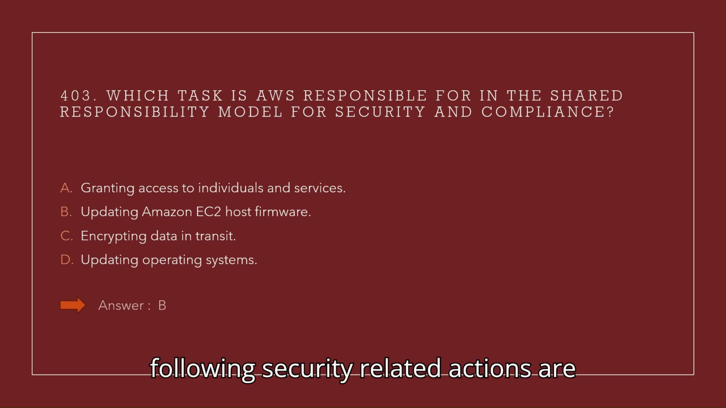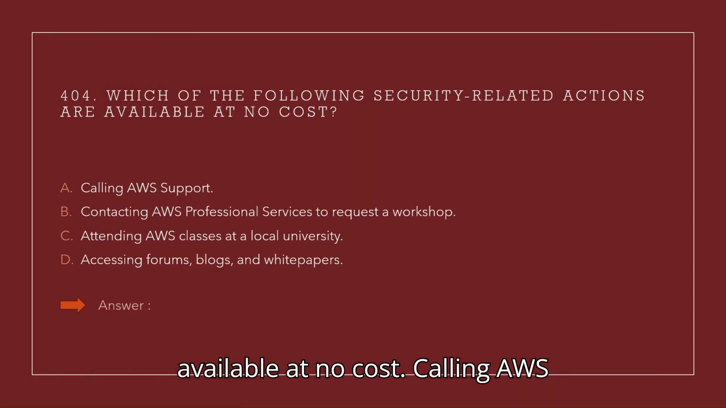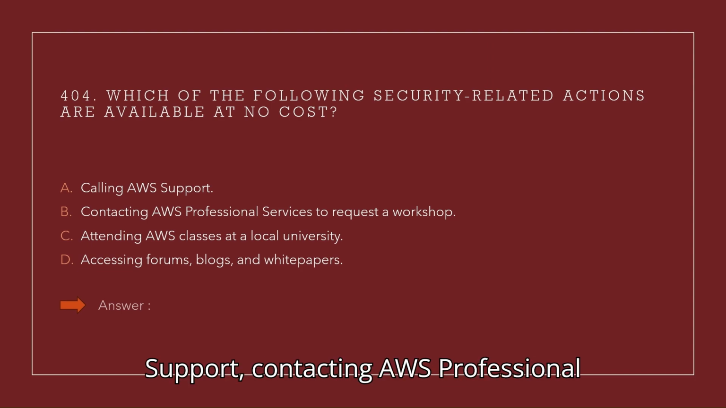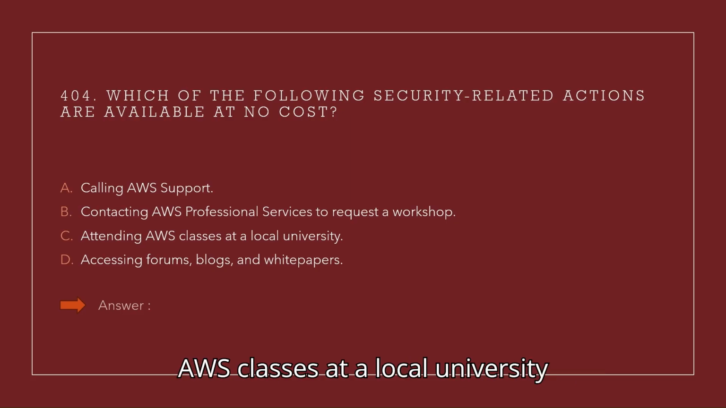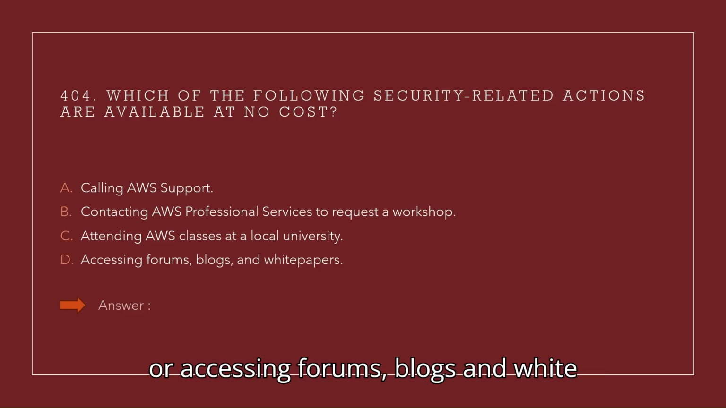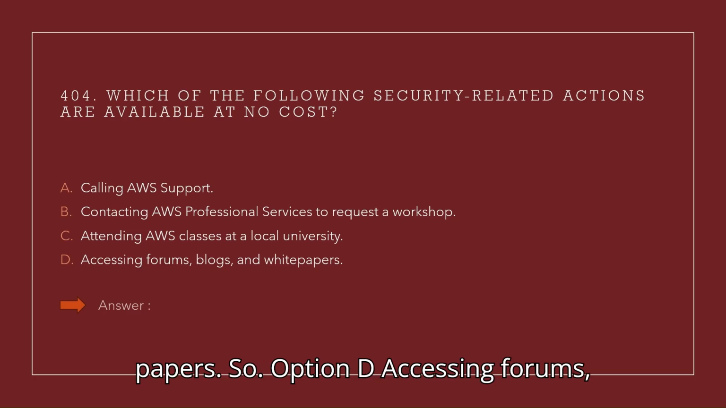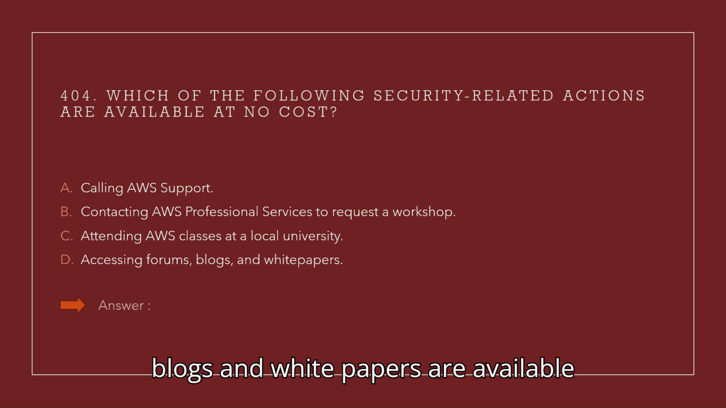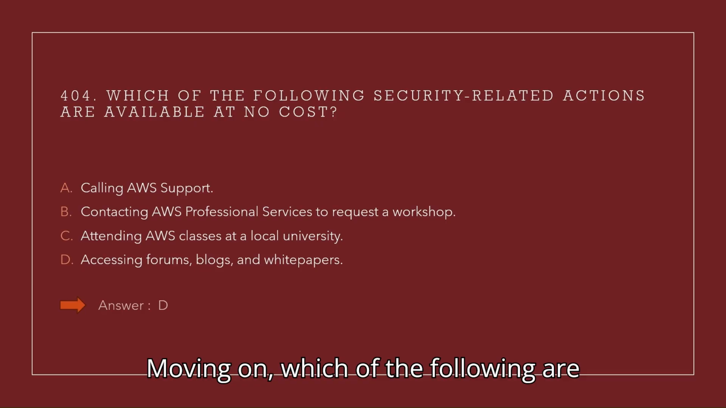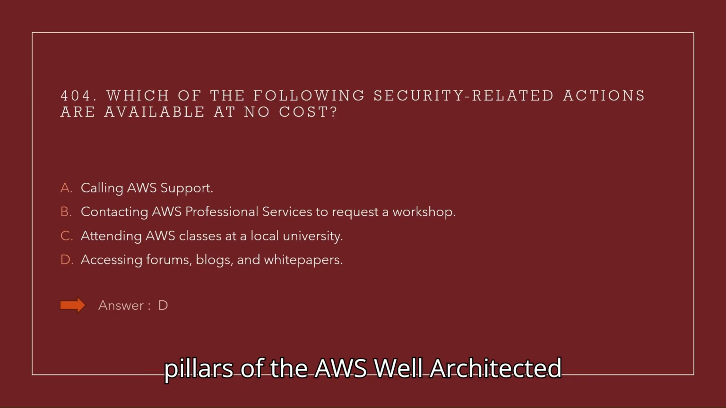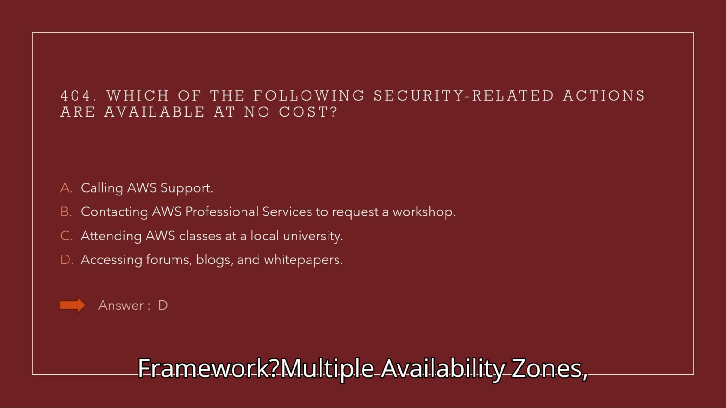compliance. All right. Which of the following security related actions are available at no cost? Calling AWS Support, contacting AWS Professional Services to request a workshop, attending AWS classes at a local university, or accessing forums, blogs, and white papers. So, option D, accessing forums, blogs, and white papers, is available at no cost.